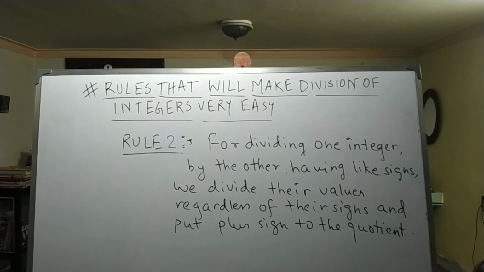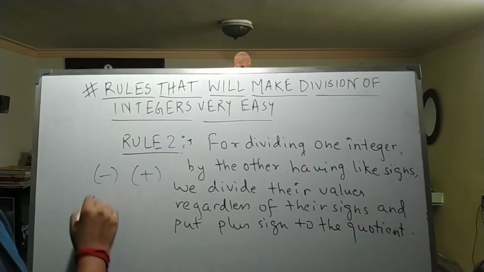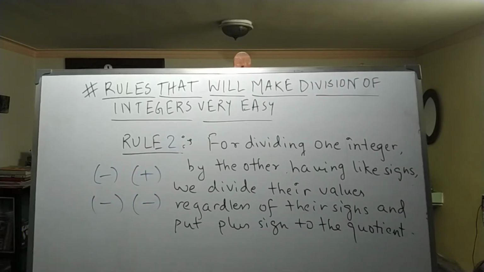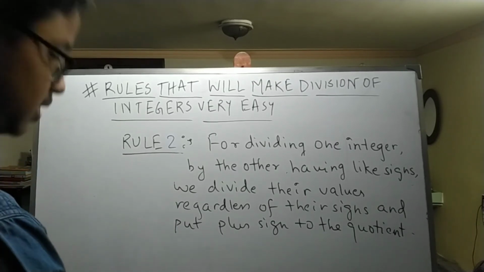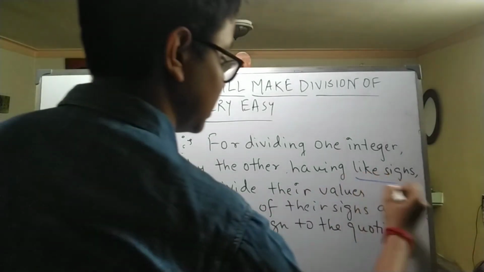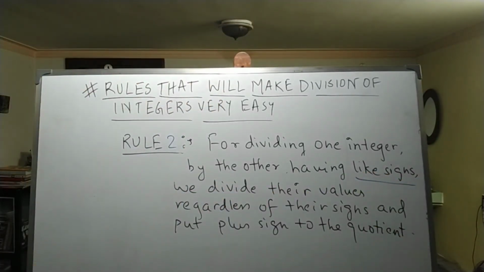So what is rule number 2 saying? For dividing one integer by other having like signs, unlike signs means suppose one sign is minus and one sign is plus, and like signs means suppose one sign is minus, the other sign is also minus. This is like sign. We divide their values regardless of their signs and put plus sign to the quotient. The main keyword is here. This is the like signs. If you don't write this, rules doesn't come in exam, but you need to mention this like signs.